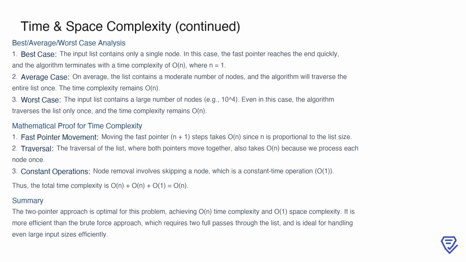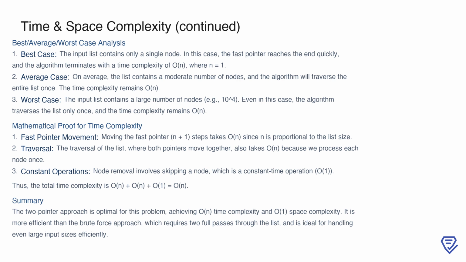Let's analyze the algorithm in terms of best, average, and worst-case scenarios. In the best case, the input list contains only a single node. Here, the fast pointer quickly reaches the end, and the entire operation completes with a time complexity of O(1), which still falls under O(n), since n equals 1. In the average case, the list has a moderate number of nodes, and the algorithm traverses the entire list once, maintaining a time complexity of O(n).